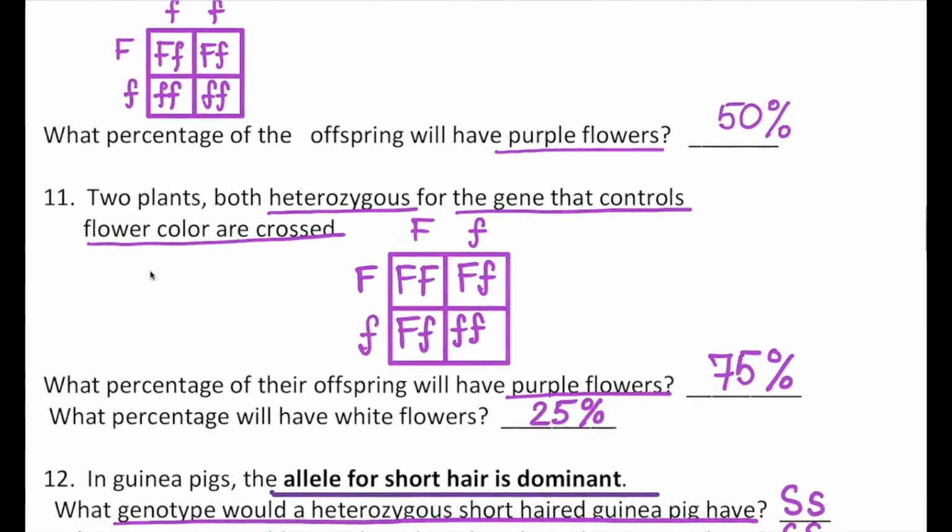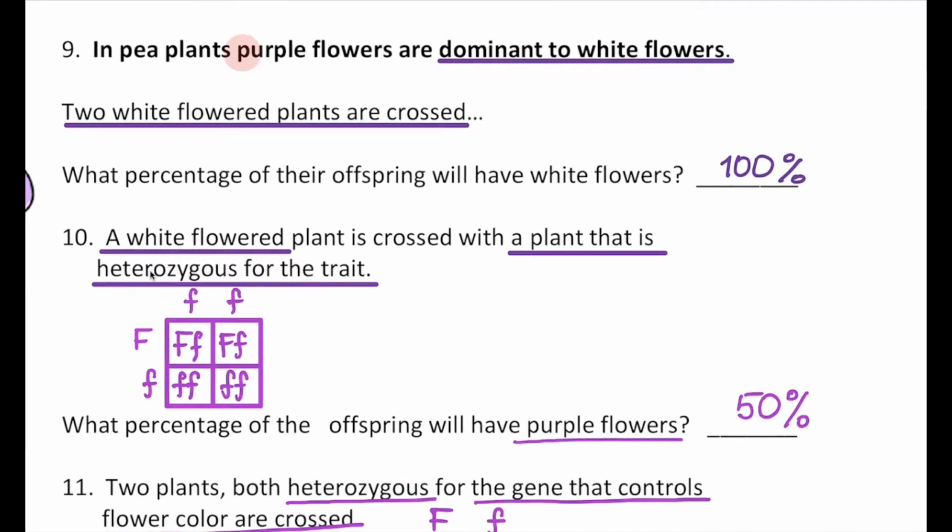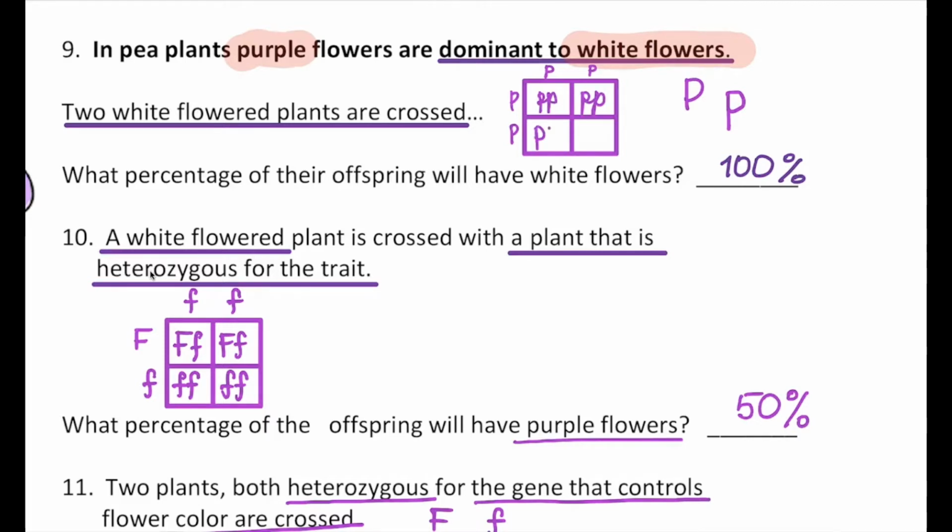Now, the second part of this page, we have purple being dominant to white. 2 white flower plants are crossed. I'm going to choose capital P for dominant, and lowercase p for recessive. We have lowercase p, lowercase p, lowercase p, lowercase p. All of them are going to be homozygous recessive. Both flowers are white, which means they are homozygous recessive. So white flowers are going to be 100%.